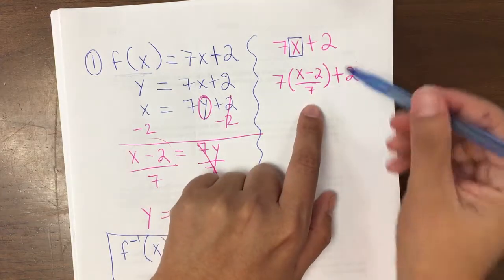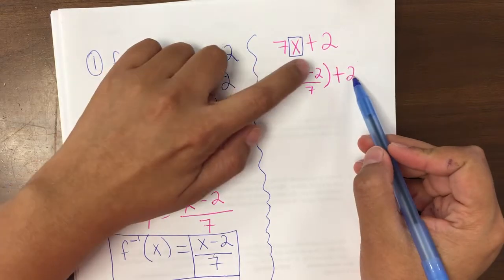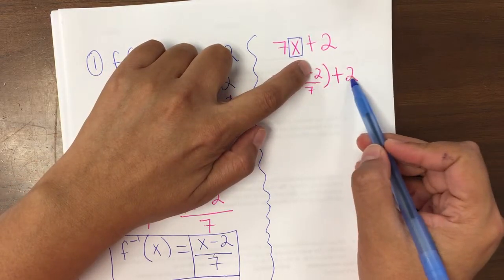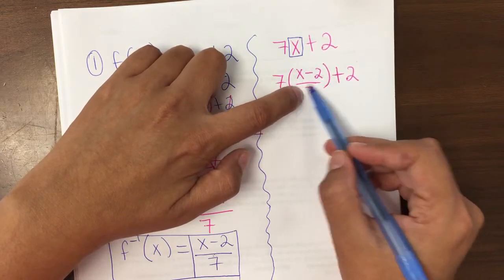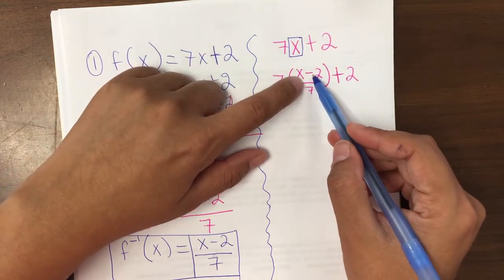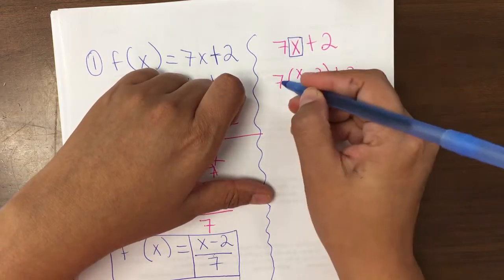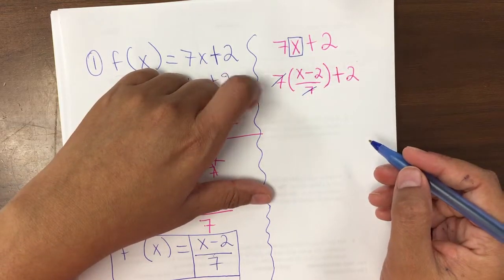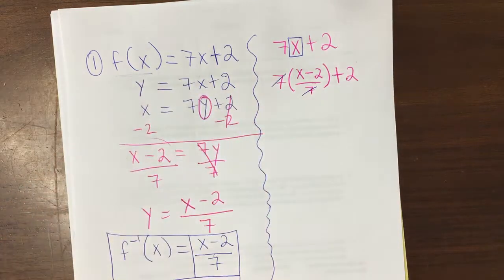And you're gonna start canceling whatever is possible to cancel. We cannot cancel this negative 2 with this plus 2 because it's being divided. This whole thing is being divided by 7. But whatever we're dividing and multiplying, that can cancel with each other. Okay, they're inverse properties of multiplication.